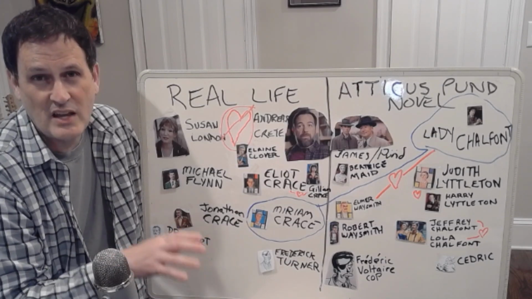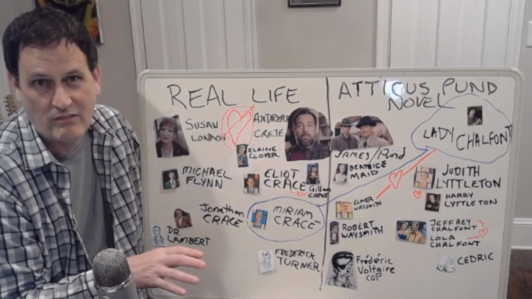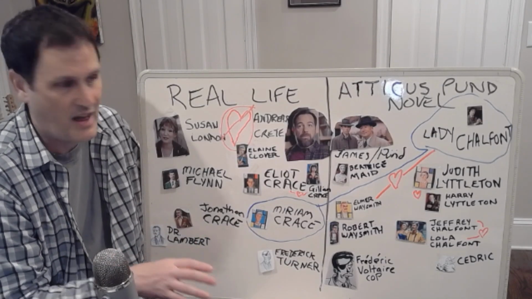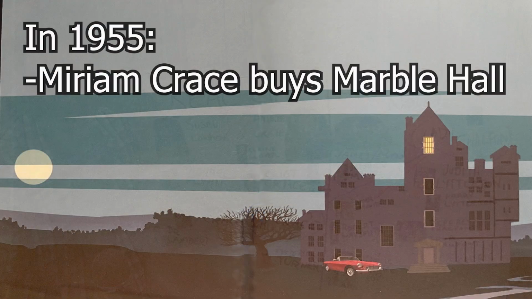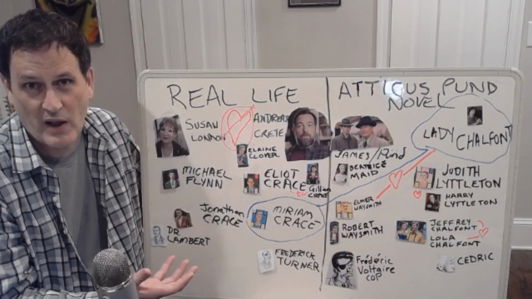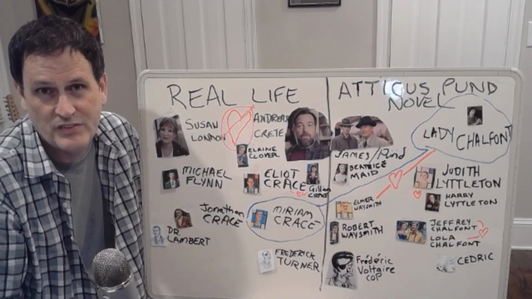Now think about the year 1955. Dateline, 1955. Miriam Crace buys Marble Hall. It's this huge estate out in the middle of nowhere. She didn't have any kids at the time. Why would Miriam Crace buy this giant estate out in the middle of nowhere? Well, she might have bought it because she's pregnant. She wants to hide and not let people know she's pregnant out at this estate in the middle of nowhere.